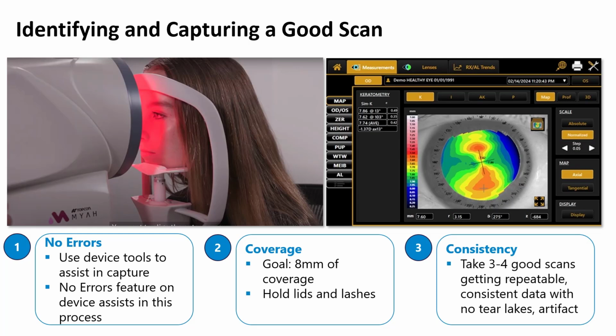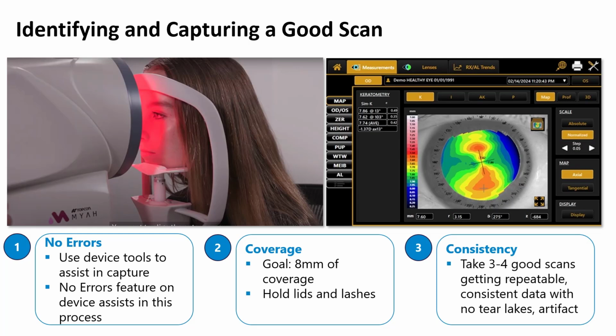So the first thing that we want to focus on is no errors. Using the device tools to assist in your capture is going to help achieve no quality score errors with your scan. The second thing that we want to focus on is good coverage overall. Ideally, we would like to see 8 millimeters of coverage. And to achieve this, you'll most likely need to have somebody holding lids and lashes for your patients.